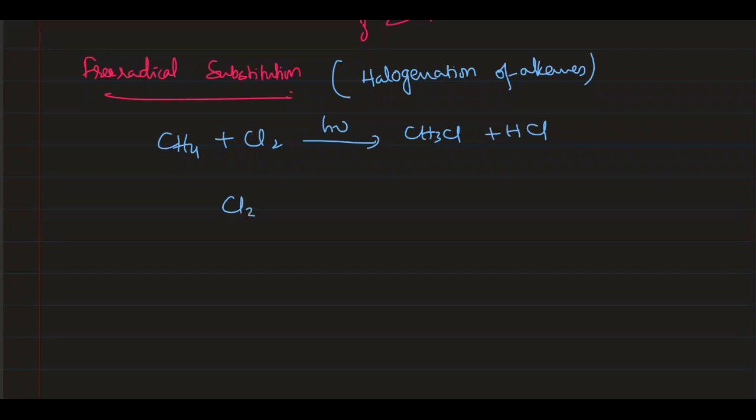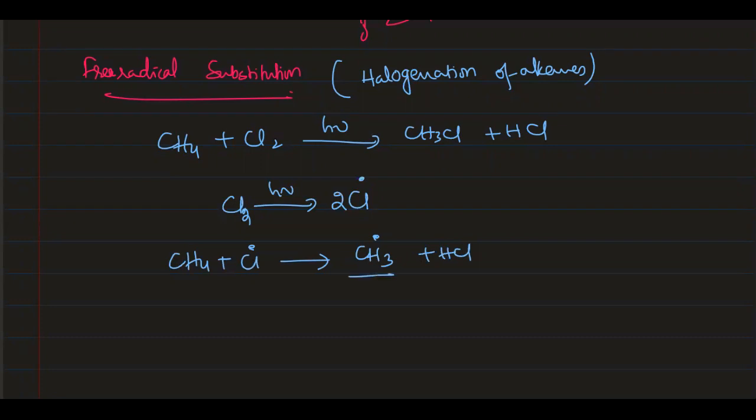What exactly happens here is Cl2 in the presence of sunlight undergoes homolytic cleavage and forms two chlorine radicals. The behavior of a radical is such that it will generate a new radical actually. So when this chlorine radical reacts with CH4, it generates another radical, that is CH3 radical plus HCl. Now if this CH3 radical comes across a Cl radical, it will form CH3Cl.